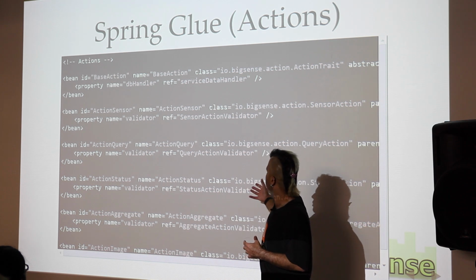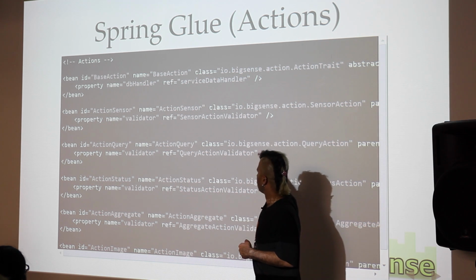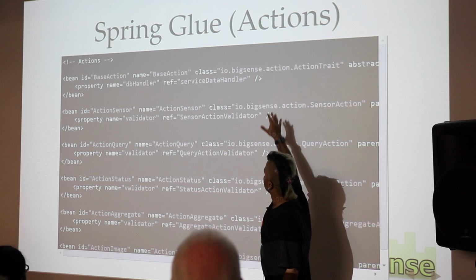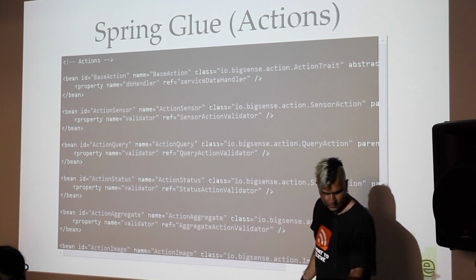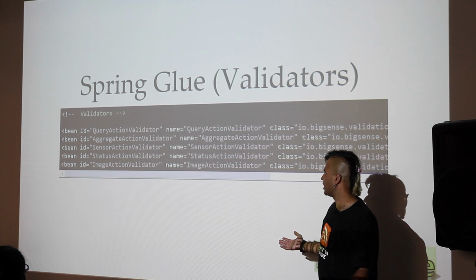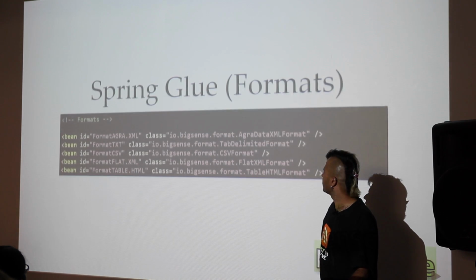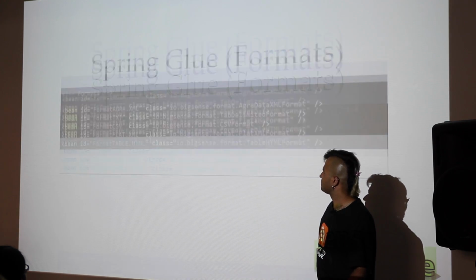Here are all the actions that we talk about. So here are all of our actions. They each take in all of these validators. And there's a base action that takes in our database handler. So all of these get that database handler. We have all our validators that are all named here that are attached to those actions. We have all our formats.